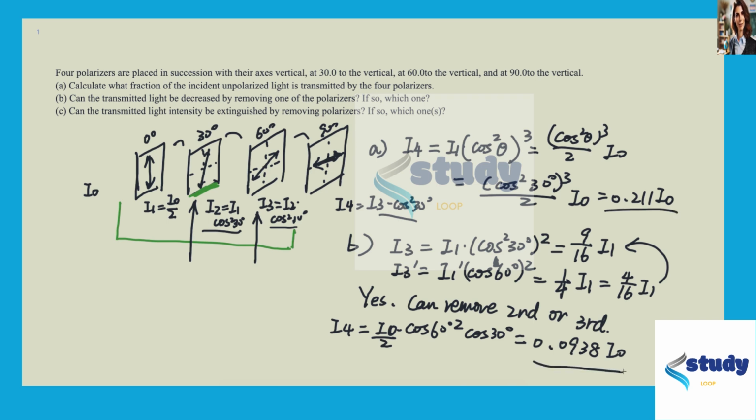So it's a little bit over half, just like we can see here. It goes from 9/16 to 4/16, over half. It's reduced by removing one polarizer. And yeah, so that is for part B.